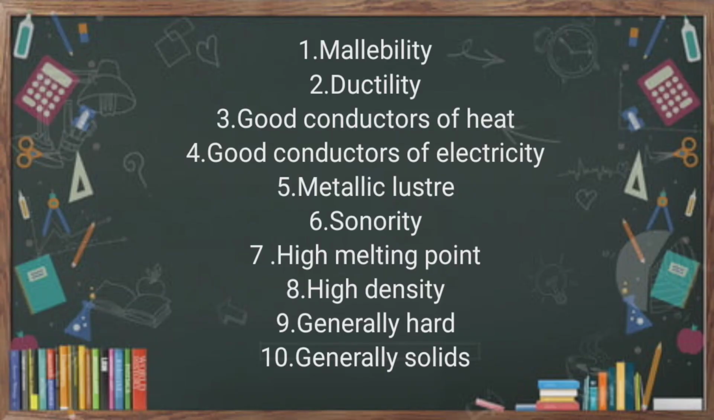Malleability, the property of metal to form thin sheets. Ductility, the property of metal to form thin wires. Metals are good conductors of heat. They are good conductors of electricity. The property of metal to form shiny surface is known as metallic luster. The property of metal to produce sound is known as sonority. They have high melting point, high density, and generally metals are hard and they are solids.